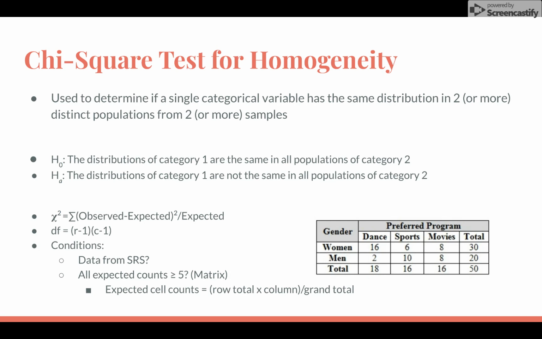So to figure out if all the expected counts are greater than or equal to 5, as part of the conditions, you would use a matrix, and your degrees of freedom would be the rows minus 1 times the columns minus 1. And for part 4 again, based on the p-value, you would determine if the distributions of category 1 are the same in all populations of category 2, or if they are not.